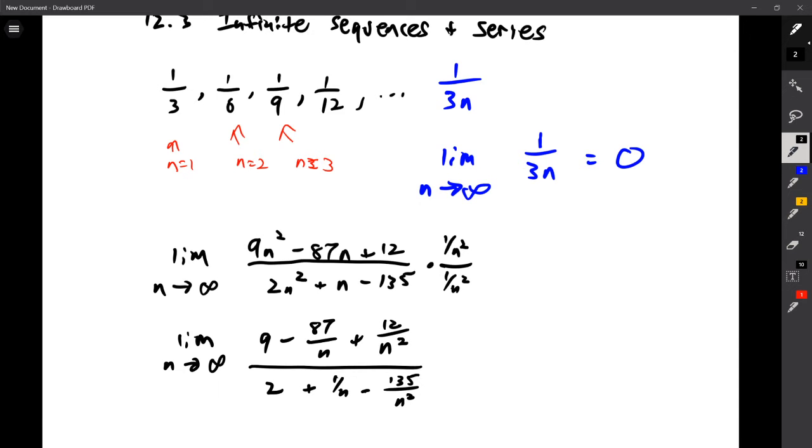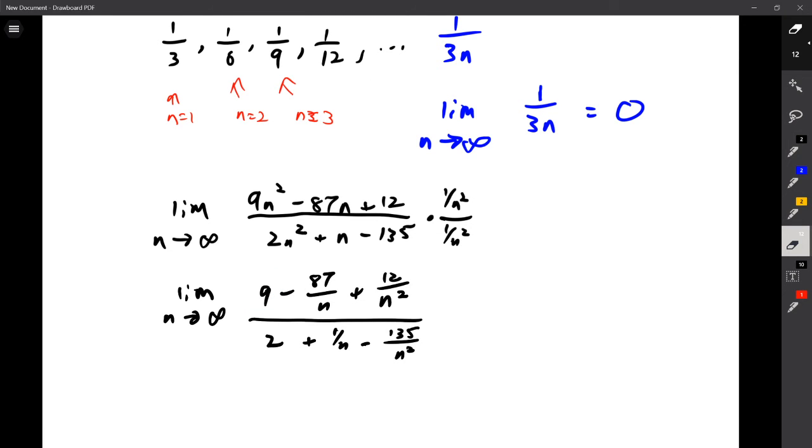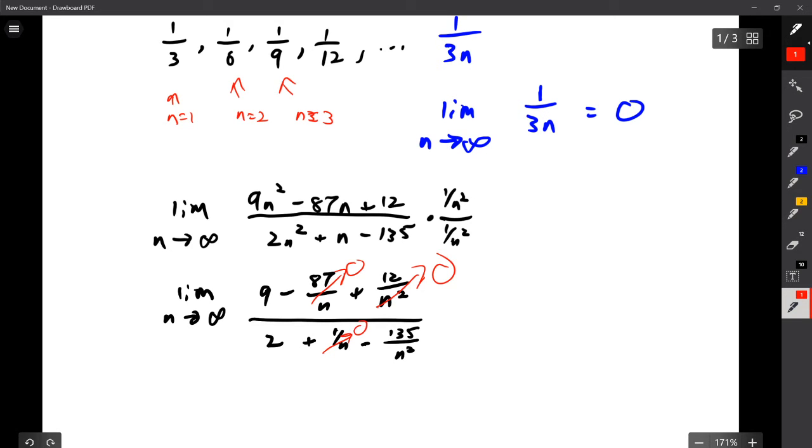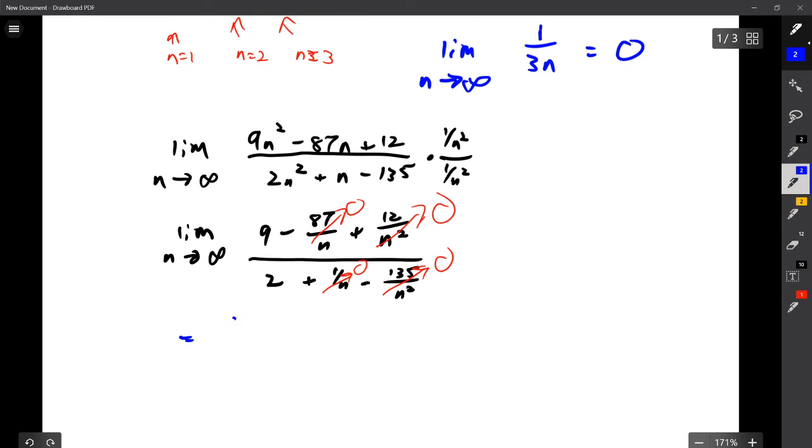Now we ask ourselves, what happens to each term as n gets infinitely large? The 9 doesn't even have an n, so it's not affected by what n equals. A constant is not affected. 87 over n approaches 0, because 87 over an infinitely large number is getting closer and closer to 0. 12 over n squared also approaches 0. 1 over n also approaches 0. Negative 135 over n squared also approaches 0. And what are we left with? We're left with just 9 halves.